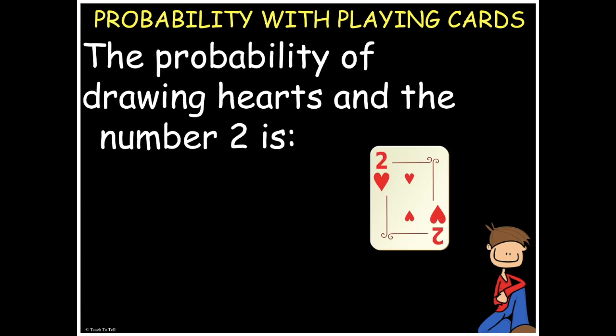What is the probability of drawing hearts and the number 2? So we know that there's only one 2 of hearts in an entire deck. There are more hearts and more 2s. However, both of them together leave us with 1 out of 52.